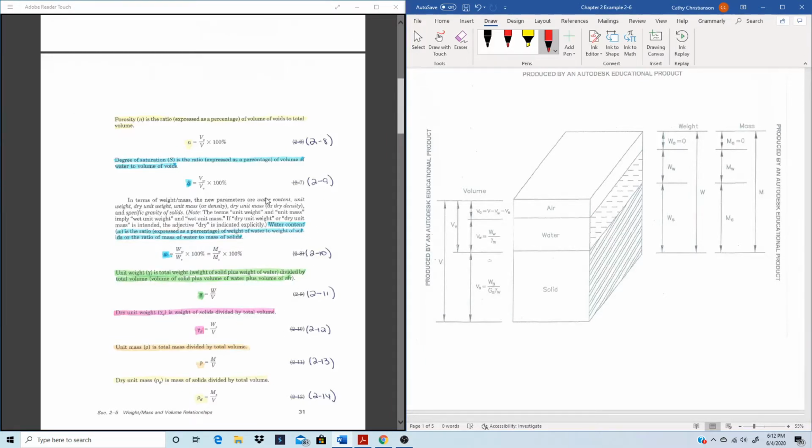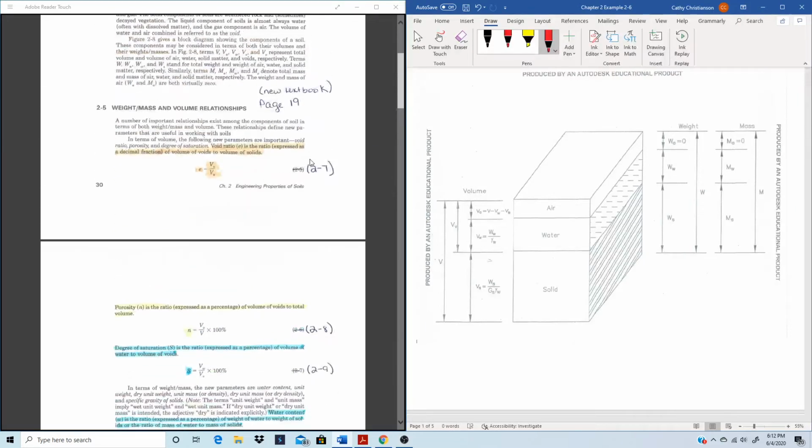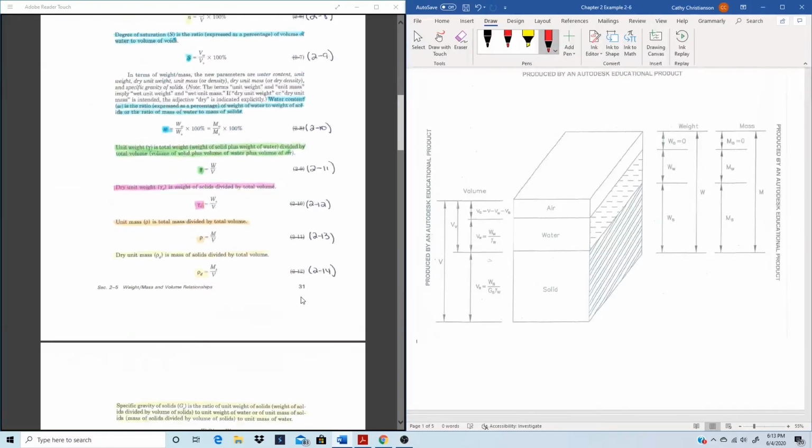These are going to be the standard equations we're going to use. So 2.7 all the way through 2.14.